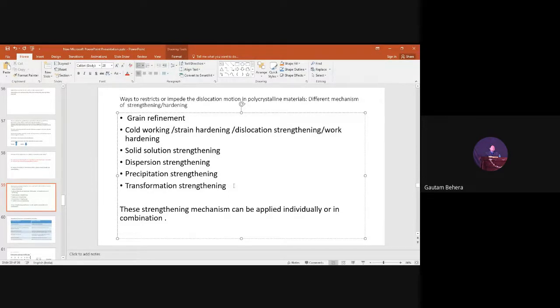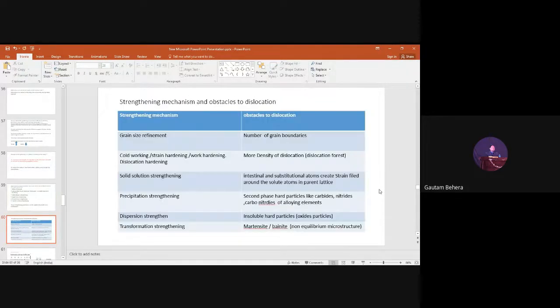Transformation strengthening. Okay, can anybody remember what exactly transformation strengthening means? How can you increase strength this way? Martensitic transformation. Very good. By doing martensitic transformation. Any other transformation? Bainitic. Very good, bainitic. By converting the initial parent phase to non-equilibrium products, right?